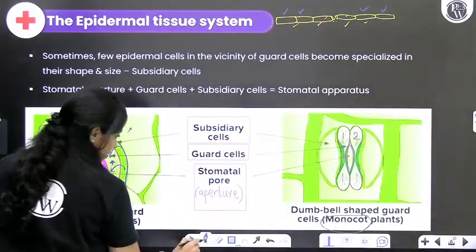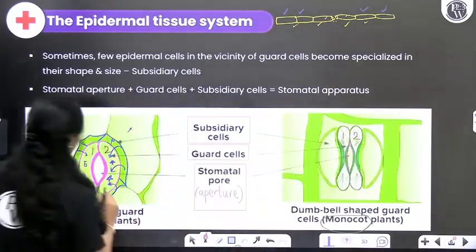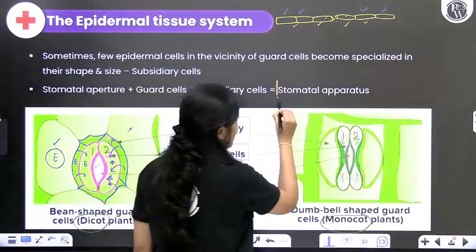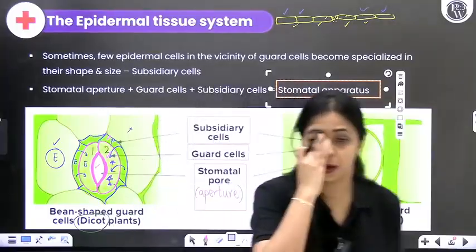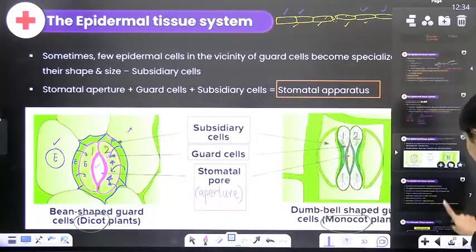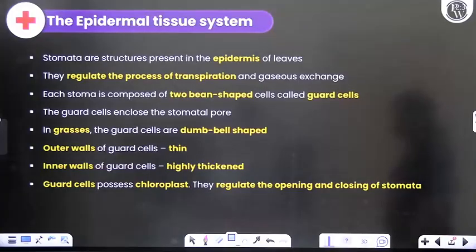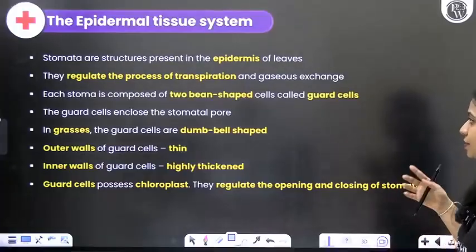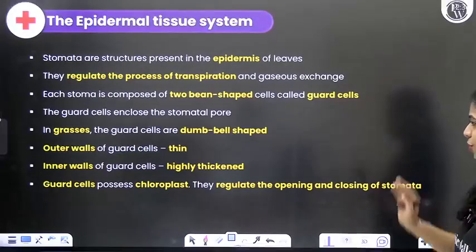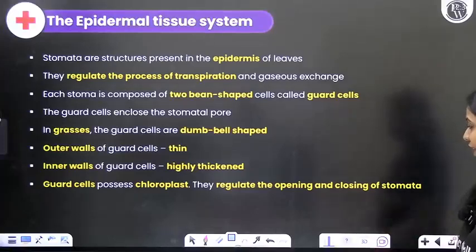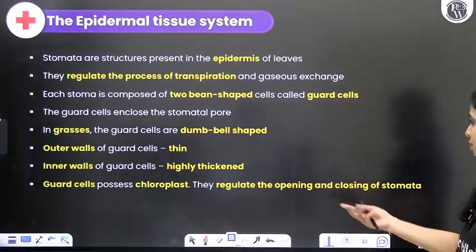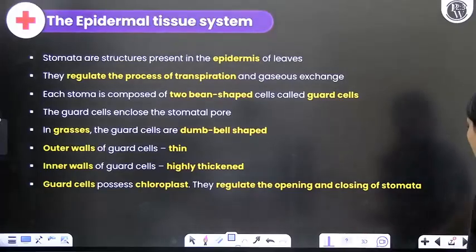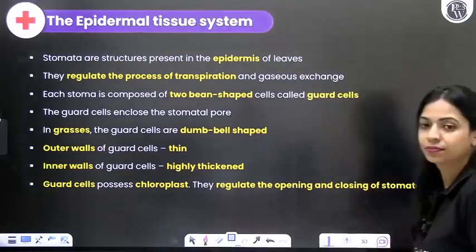Stomatal aperture. This stomatal aperture plus the guard cells plus your subsidiary cells together constitutes what is called a stomatal apparatus. Okay. The same thing I've given in text here. Stomata are structures present in the epidermis, regulate the process of transpiration. It is composed of either 2 bean-shaped or dumbbell-shaped cells. Outer walls are thin, inner walls are very thick. Guard cells have chloroplasts. Guard cells basically regulate when the stomatal pore should open and when it should close. So if you have any doubts, let me know.